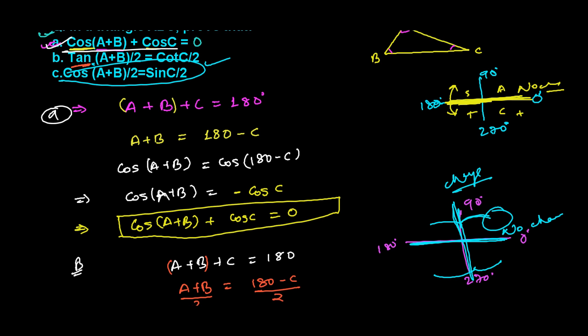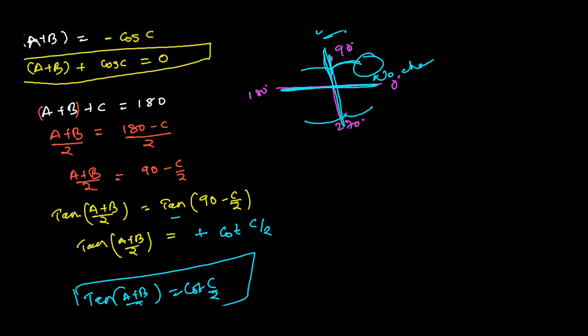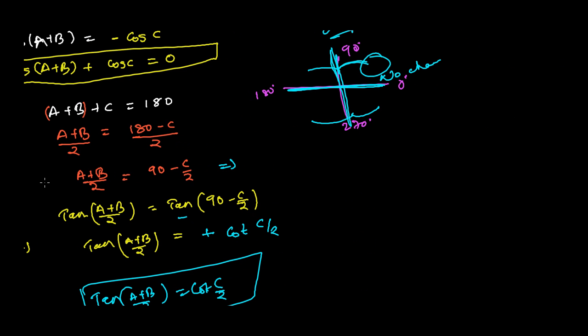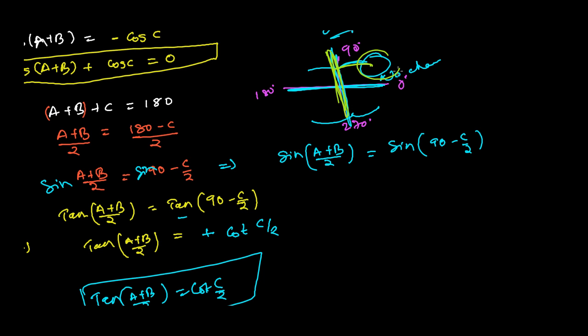All right, same thing here. If I'm taking sine on both sides, so sine (A plus B) by 2 equals sine (90 minus C by 2). And as I told you, in this region changes take place. So sine 90 minus theta means I'm in the first quadrant, so that will give me a positive value. So I don't have to mention the positive sign, and changes take place, so sine will convert into cos C by 2, and this is sine (A plus B) by 2 as it is.